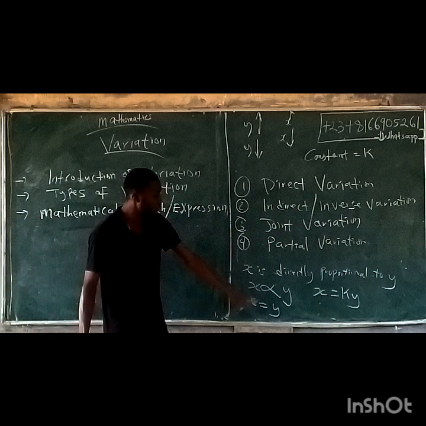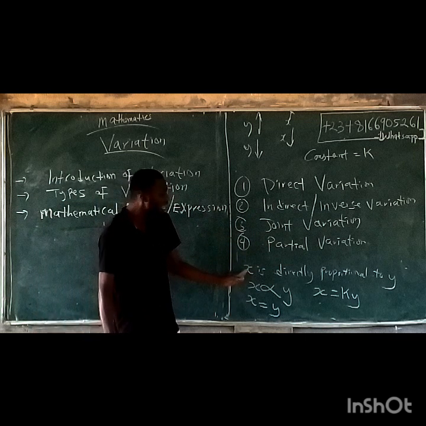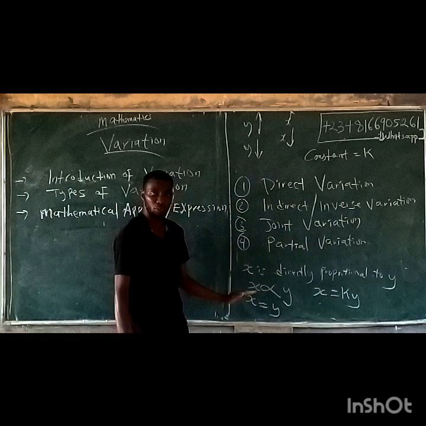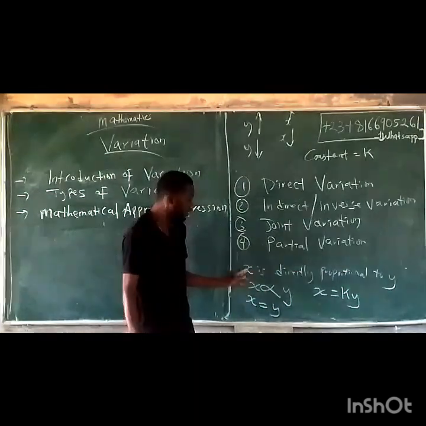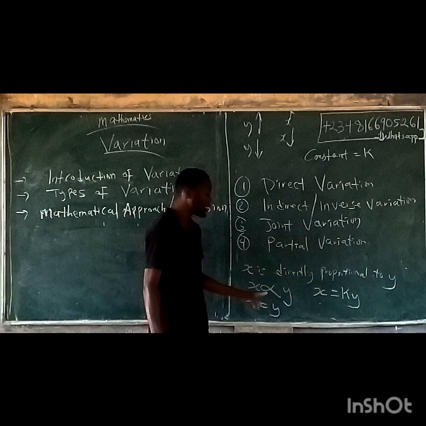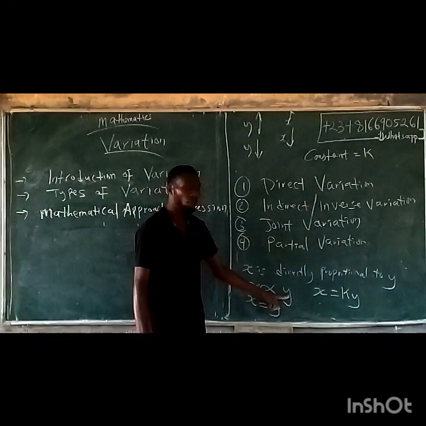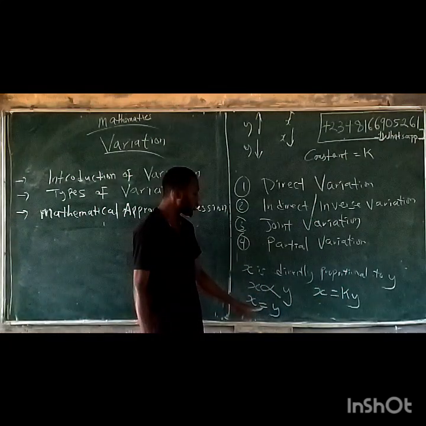So now what do I do here? Look at what I did. Very simple. They say x is directly proportional to y. Good. Now this is what we do. This is the mathematical expression of the mathematical approach. X is directly proportional, this is the sign of directly proportional, to what? Y. Then this sign now turns to what? Equal sign. X equals y.